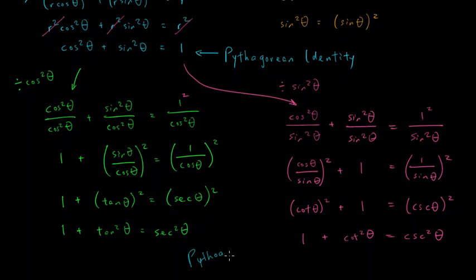These Pythagorean identities can be used to prove other identities. And a trigonometric identity is basically a mathematical statement that is true no matter what value of the variable you have, in this case, the variable theta.